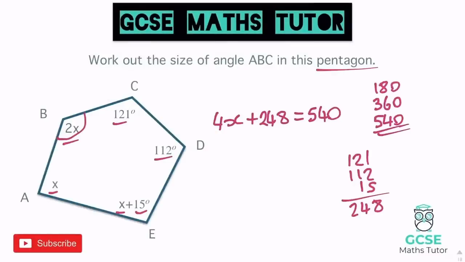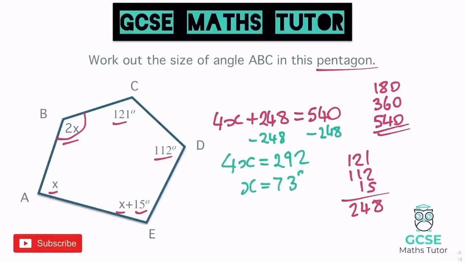So we've got slightly bigger numbers here, but let's take away 248. Take away 248 and it will tell us what those 4x's have to equal. So 540 take away 248 gives us 292. So 4x equals 292. And if we divide that by 4, it will tell us what the value of 1x is, and 1x comes out as 73 degrees.